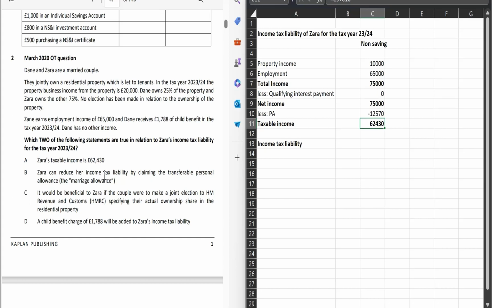Second, Jada can reduce her income tax liability by claiming the transferable personal allowance, that's the marriage allowance. Let me give a brief intro about the marriage allowance. If both spouses are taxpayers, one can transfer a fixed amount of their personal allowance to the other spouse, that is 10% of the personal allowance. 10% of our personal allowance is 1,257, but we assume 1,260.